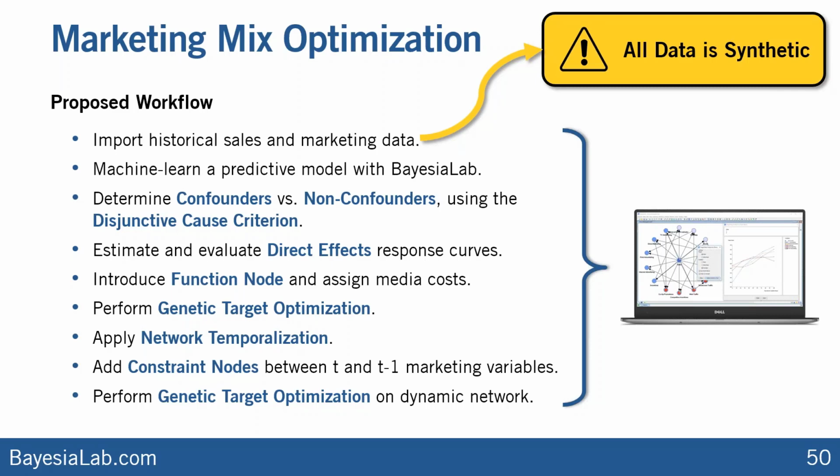We will use a genetic target optimization algorithm, and then comes something that many of you have waited for, and that is dynamic Bayesian networks. I will show you how we can perform network temporalization and show you how we can basically take the existing contemporaneous model and turn that into a dynamic model, and how we can perform optimization with that as well.